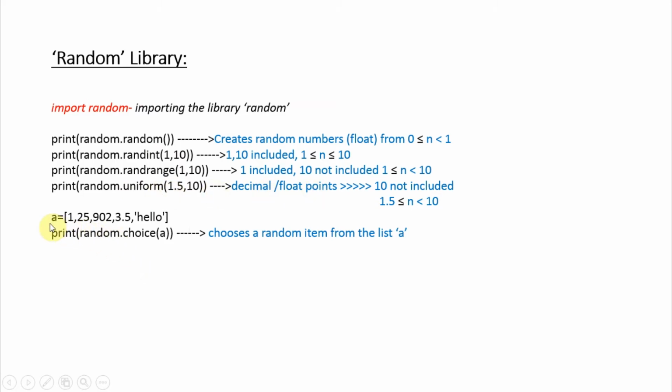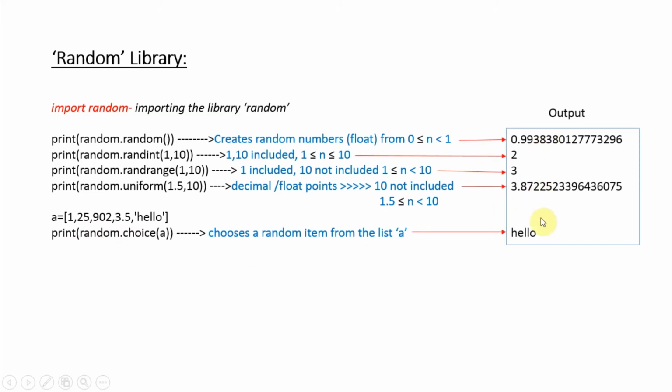We have created a list here and we are using random.choice and I have given the list as input. What it will do is choose one item from that list. So basically every time you use this function random.choice, it will pick one item randomly from the list and give that item as an output. So these are the outputs you can see here.